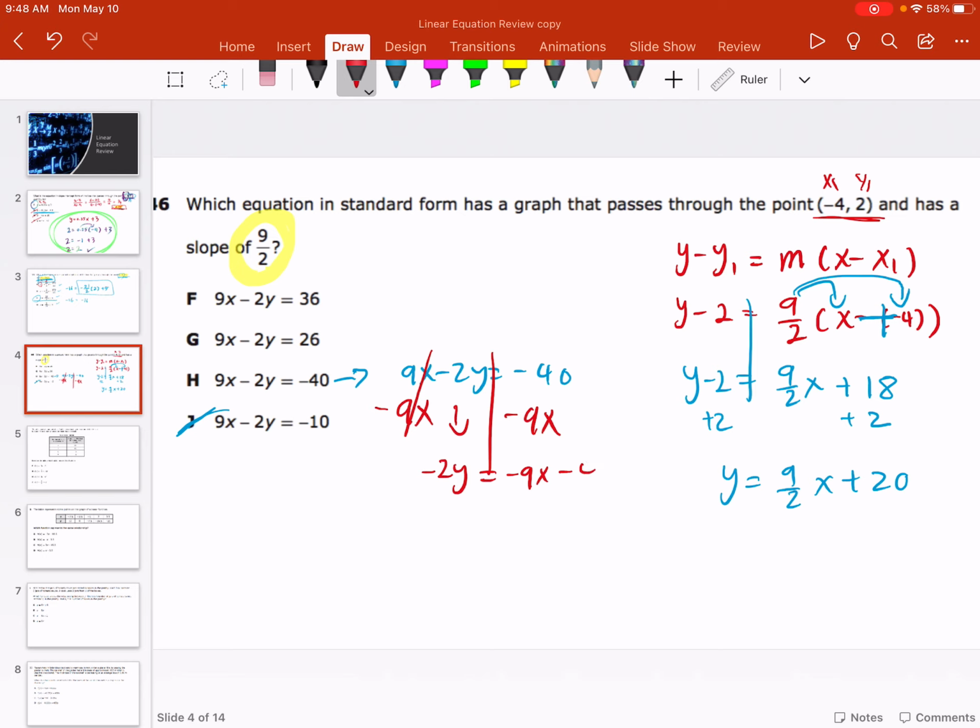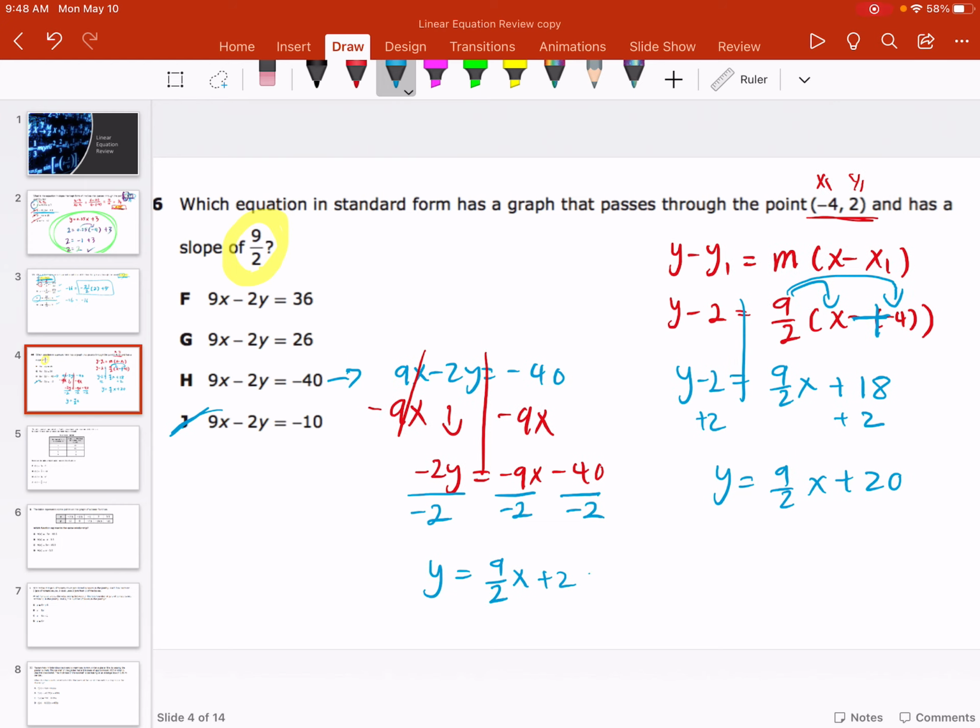Then divide by -2. Y equals negative divided by negative becomes positive, 9/2x. -20 divided by -2 is plus 20. Oh, bingo. So you have to do it for every single one of these and see which one matches. That's a traditional method, okay?